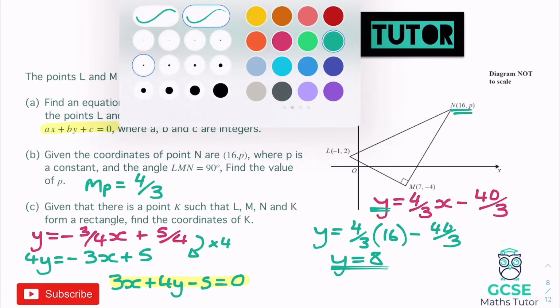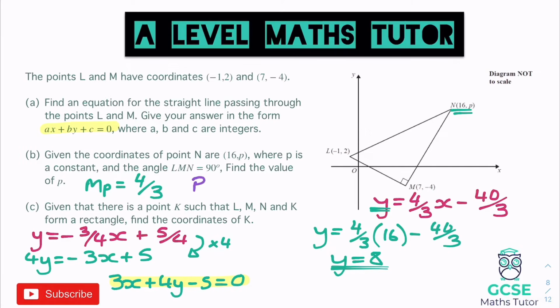So we'll write that down over here. We've got p equals 8. There we go, and there is our part B. Okay, there we go. So nothing really too different from what we've looked at, other than that obviously we've just had to sub a coordinate in to find our other coordinate in that particular question. Now for part C, for the end of this, it says, given that there is a point K, such that L, M, N and K form a rectangle, find the coordinates of K.